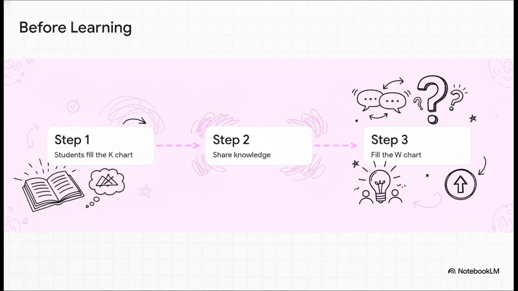And let me tell you, this instantly activates the room. You can almost hear their brains warming up. Once that energy is flowing, you move to step 3. They fill out the W chart, jotting down specific questions they want answers to. You've essentially just tricked them into setting their own learning goals, and that transforms them into super active listeners for the rest of the lesson.